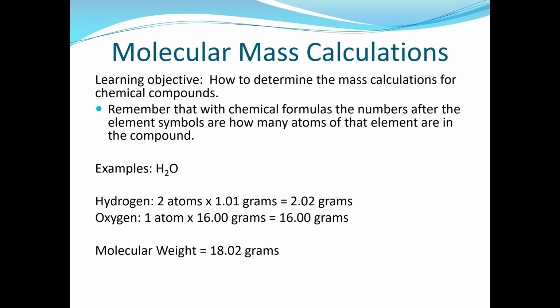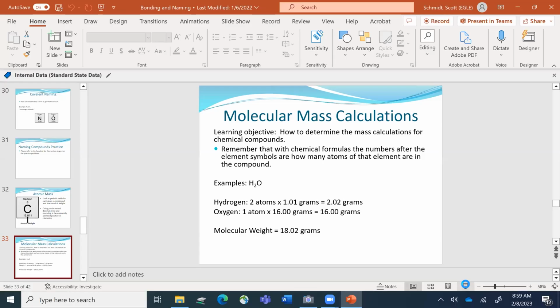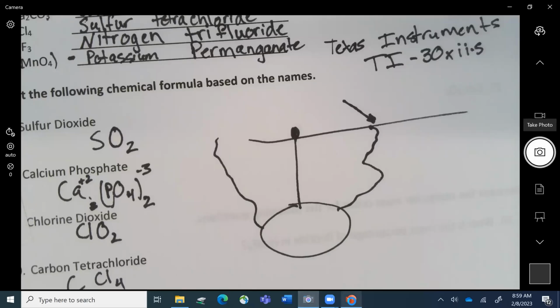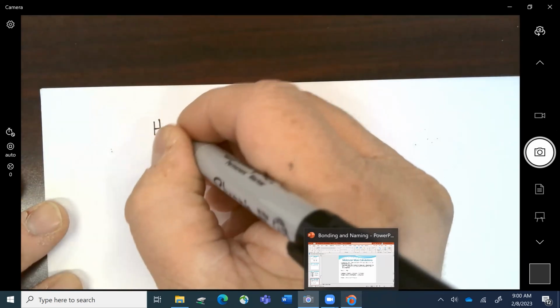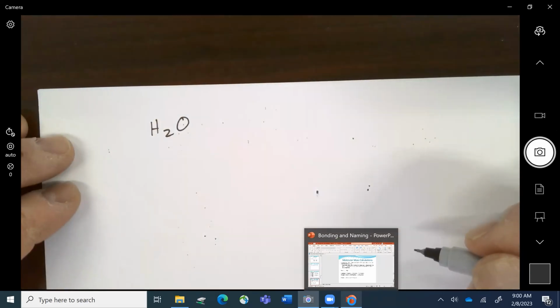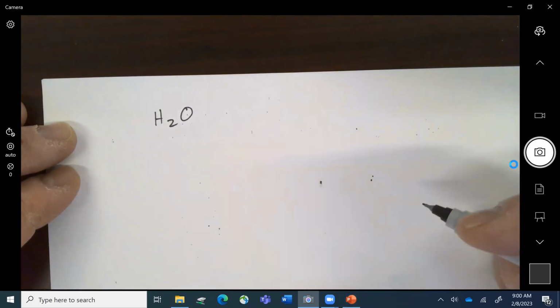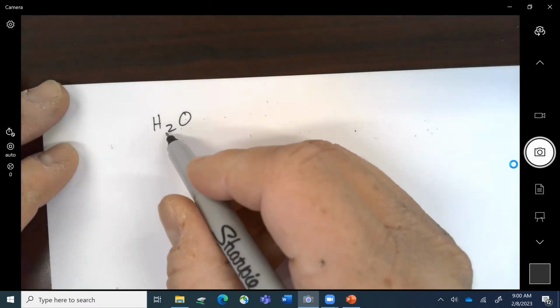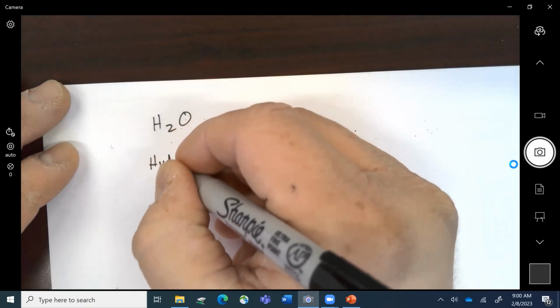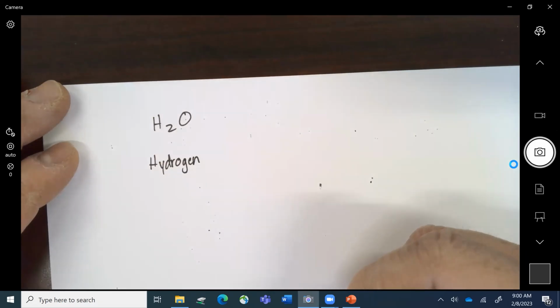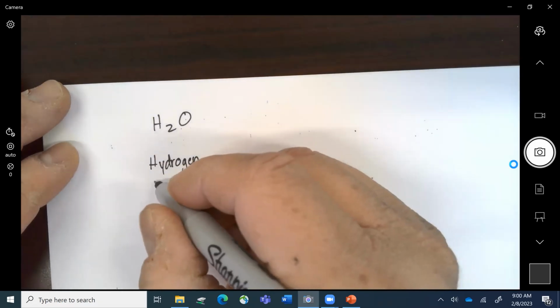All right, so water. I'm going to switch to this and do this on paper. I got some blank paper today. We're going to be dealing with H2O. Does everyone agree with that? This is water. I know that in H2O, the subscript means that there's 2 of these. H is hydrogen, and O is oxygen.